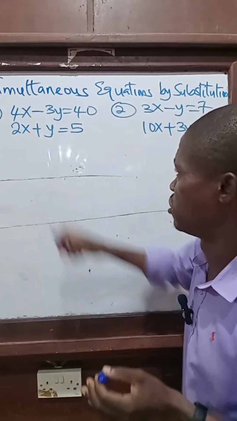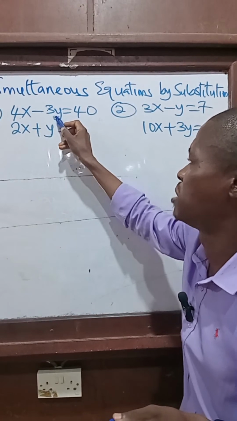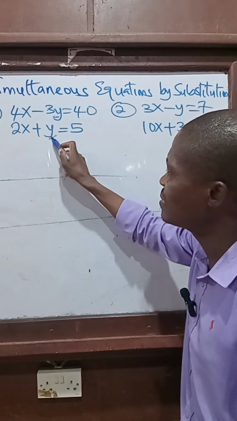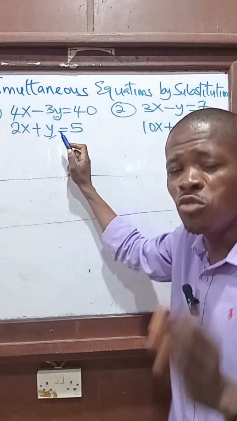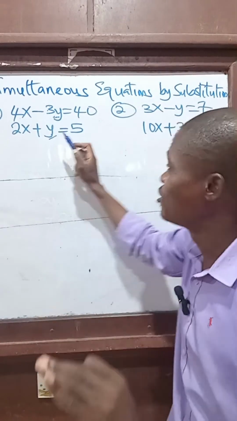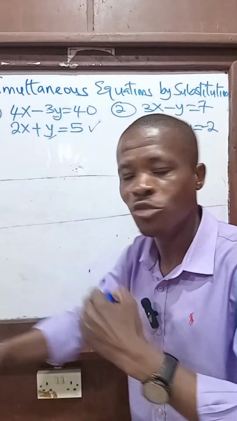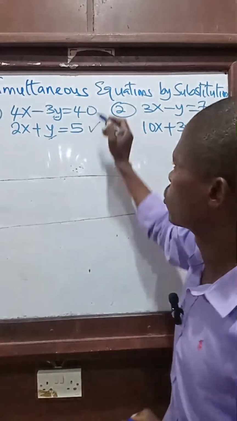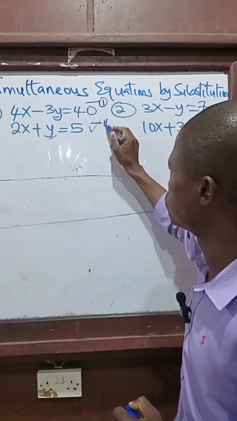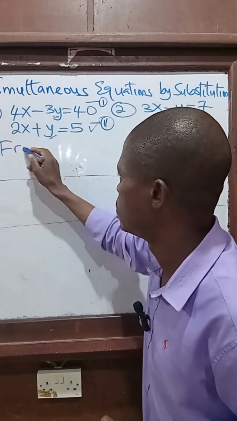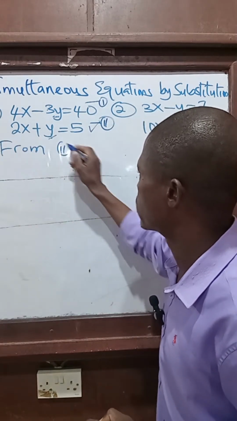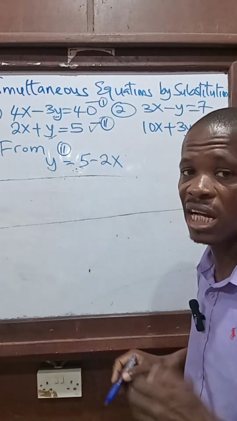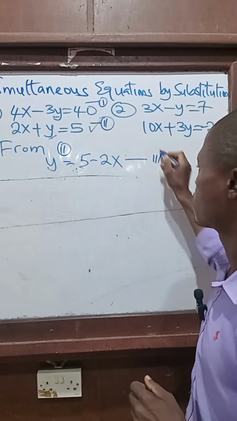Okay, look at the first equation, it has coefficients. Look at this one also, it has coefficients. But if you check the second equation, the coefficient is 1. So it will be much easier to make y the subject of formula. Call this one equation 1, call this one equation 2. So from equation 2, my y is equal to 5 minus 2x. It's much easier. Call it equation 3.